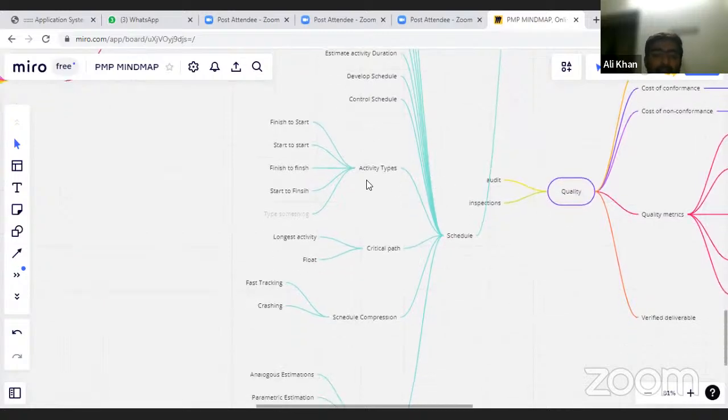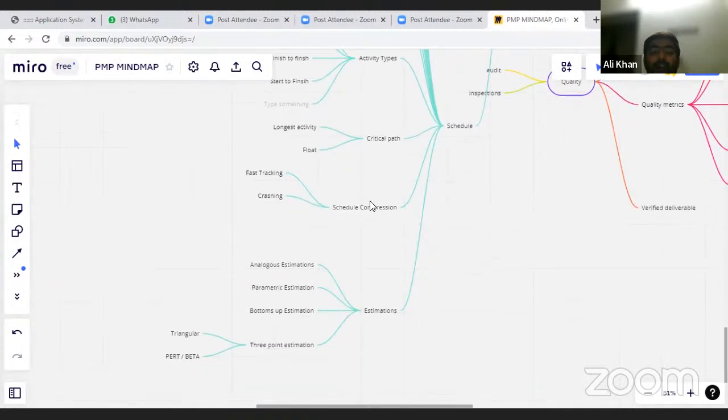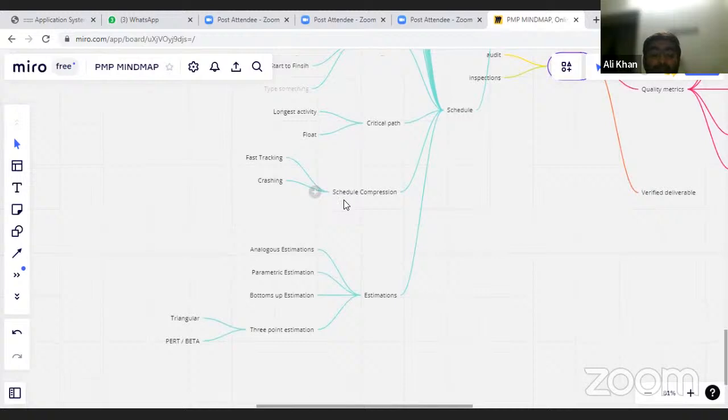There are types of dependencies: finish to start, start to start, finish to finish, and start to finish. Then we have the critical path. The critical path is the longest path in the project, and the float of the critical path is 0. Then we have schedule compression techniques. These are two: fast tracking and crashing.